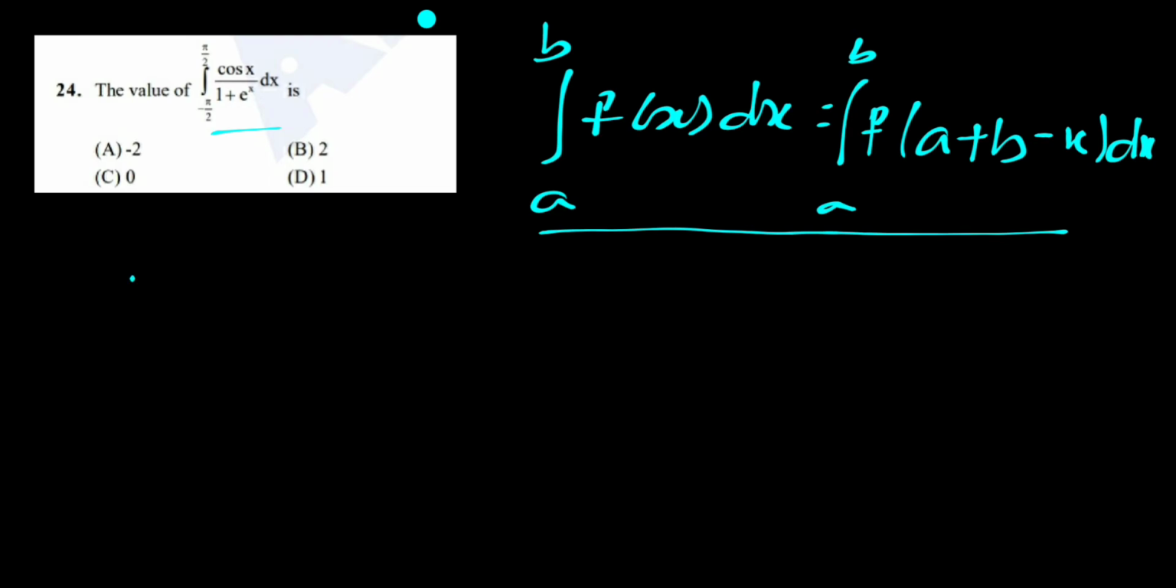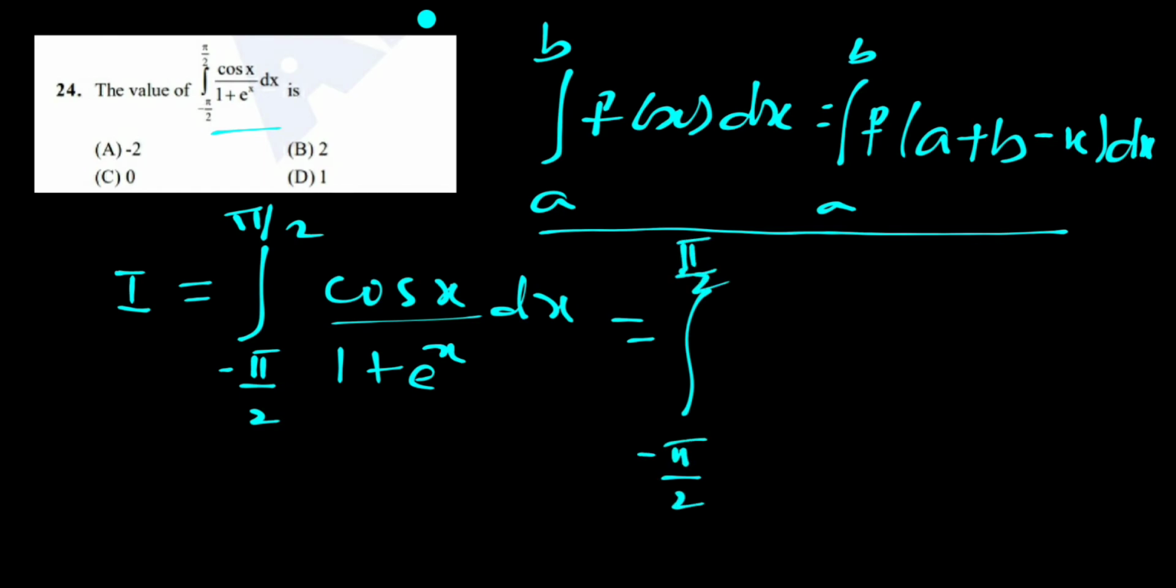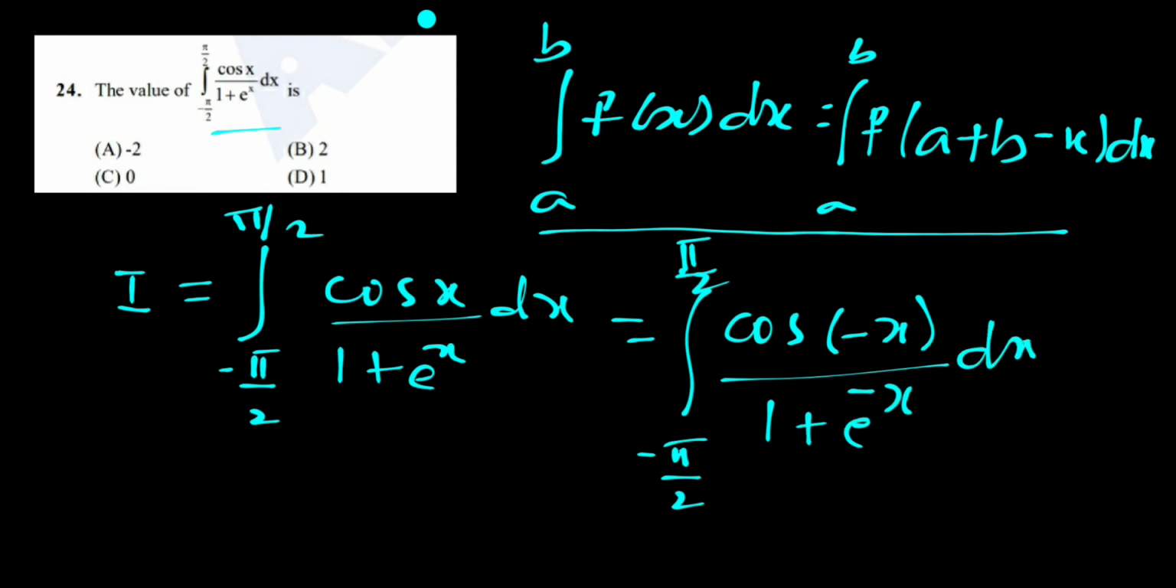I'll take the first given question as I. I is equal to integration minus pi by 2 to pi by 2 cos x divided by 1 plus e power x dx. I'll use this formula: integration minus pi by 2 to pi by 2 cos of a plus b minus x. Here if you add minus pi by 2 plus pi by 2, you will get 0, and minus x remains, divided by 1 plus e power minus x dx.